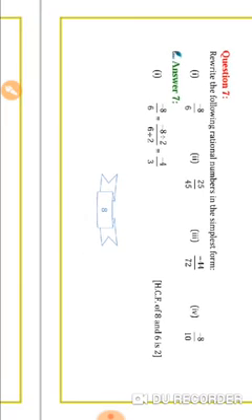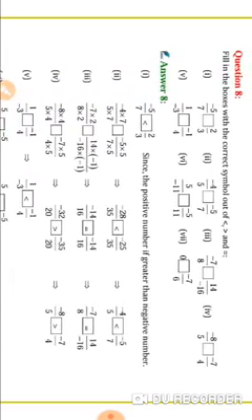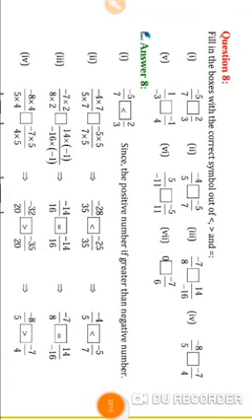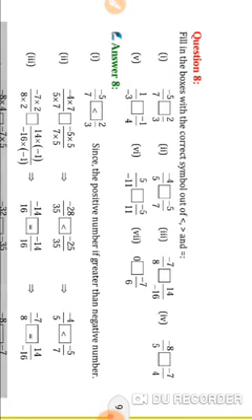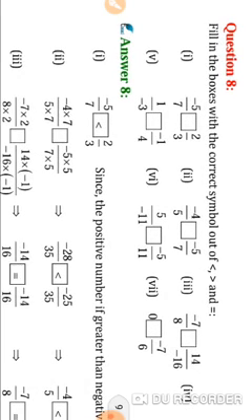I hope you understand. Then fill in the boxes with the correct symbol. So fill in the blank boxes with the correct symbol out of less than, greater than, and equal. If you want to find whether these are equal, or greater, or lesser, we can make it the same denominator. Same denominator means take the LCM of the denominators and make them the same.